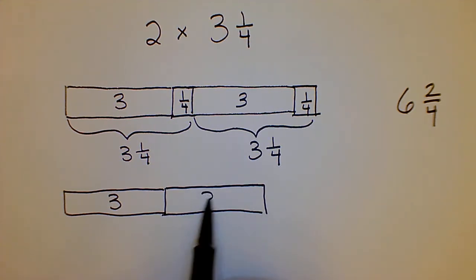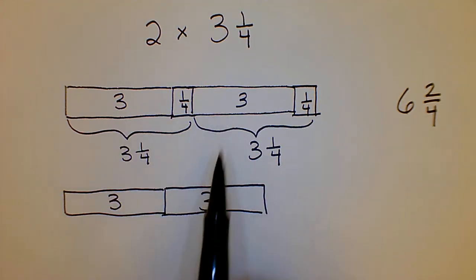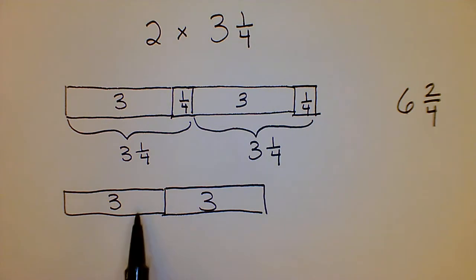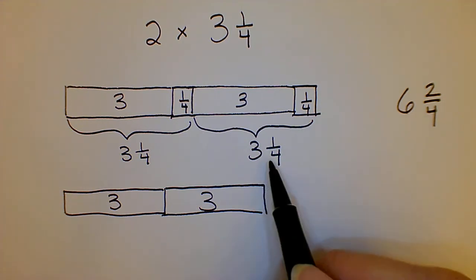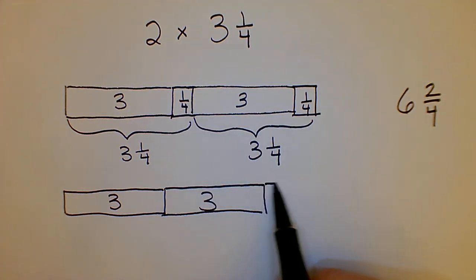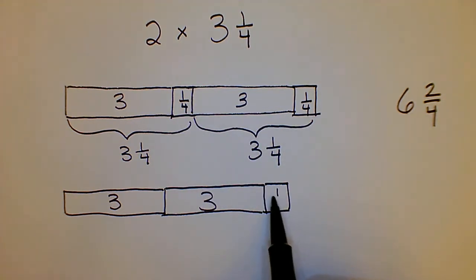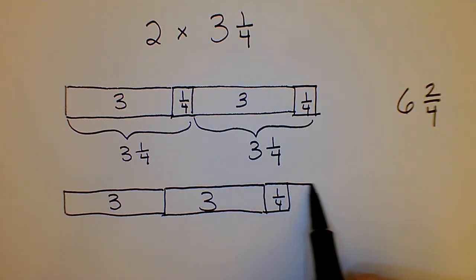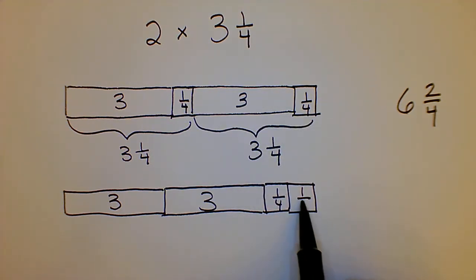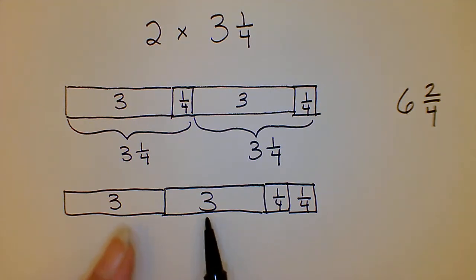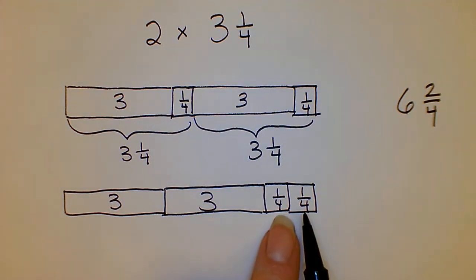So now we have our 2 3s. So we really have 3 2 times here. See, I have 1 3, another 3, 3 1 time, 3 2 times. So this is really 3 2 times. And now I'm going to draw this 1/4. And then I'm going to draw this 1/4. So now what you're seeing is that I have 3 2 times and I have 1/4 2 times.